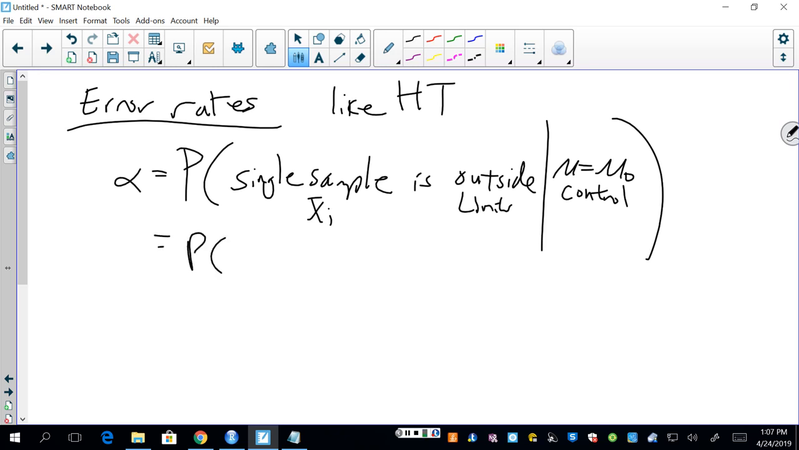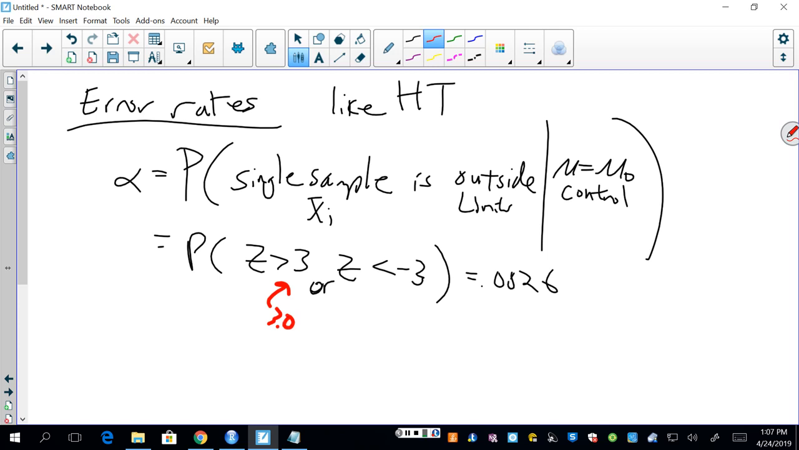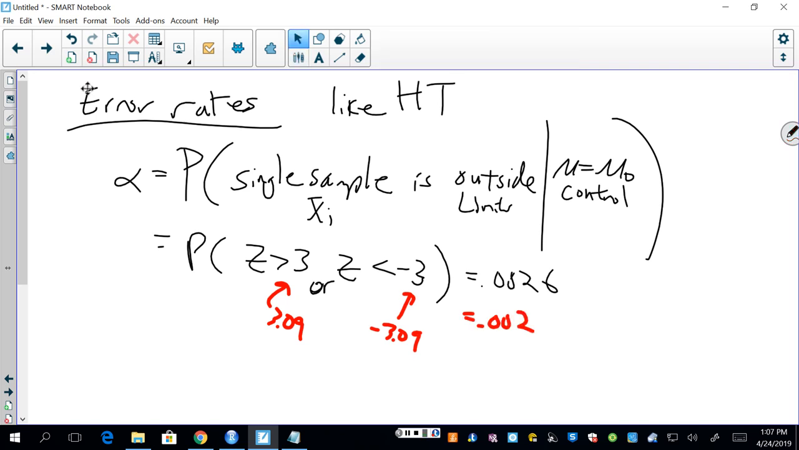And if we have the probability that z is greater than 3, or z is less than -3, we get 0.0026. Or if we use, as it points out, 3.09 as the cutoffs here, then this probability is about 0.002, or 1 in 500. So those are set so you don't stop the process and investigate unless it's really going out of whack.